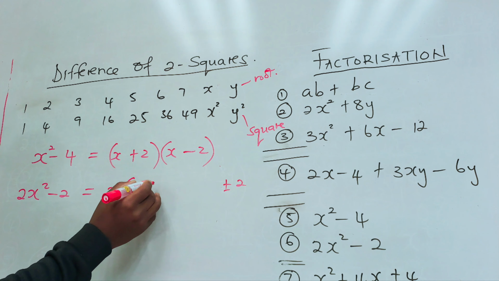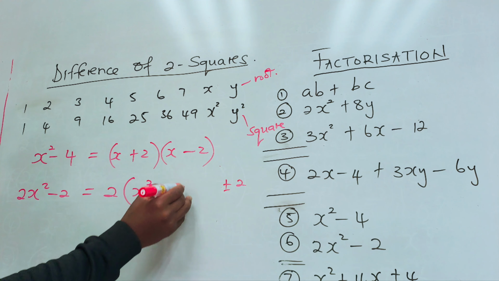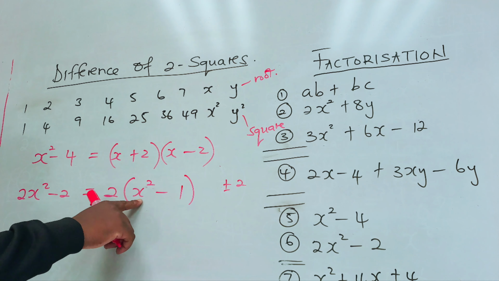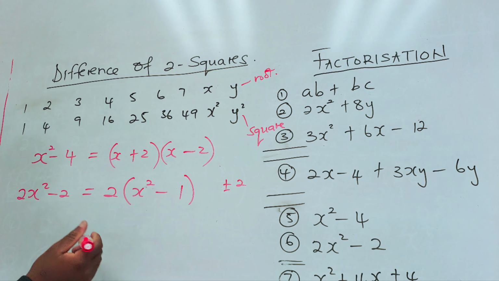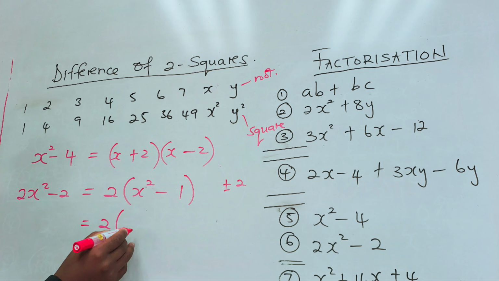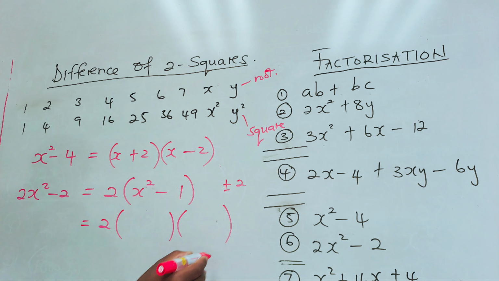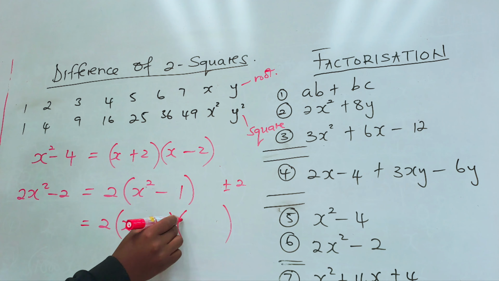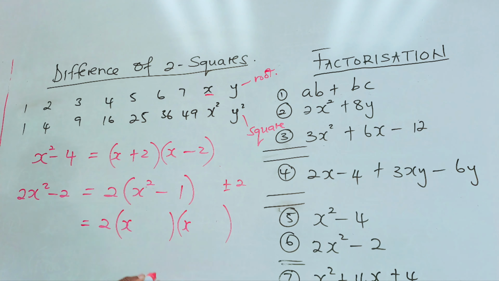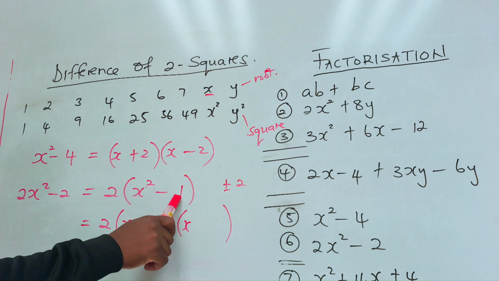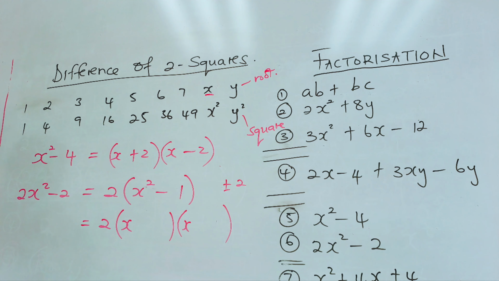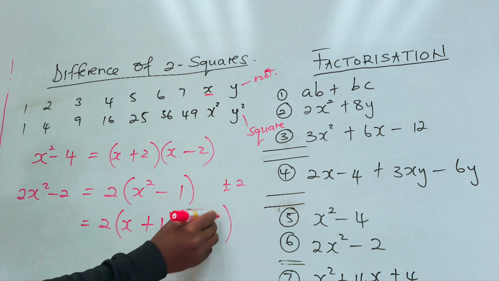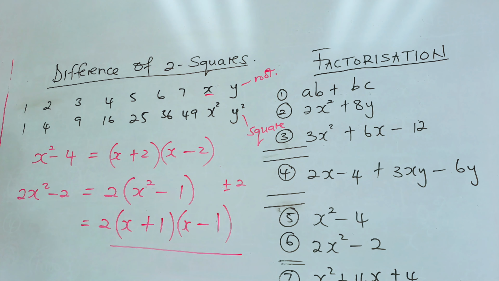So we are left with x squared minus 1. Now x squared is a square number, and 1 is a square number. So you proceed like this. The root of x squared is x, and the root of 1 is plus or minus 1. Plus 1 or minus 1. That will be your factorized form.